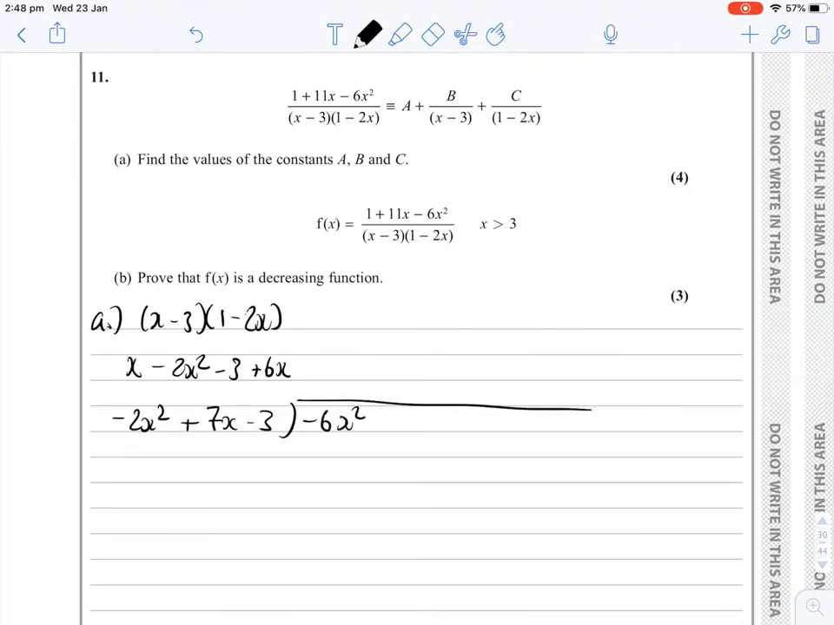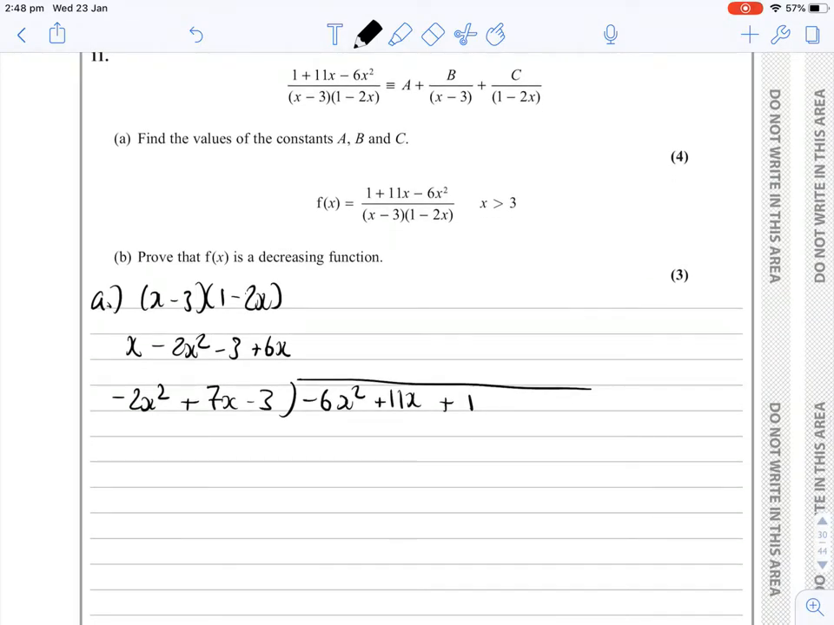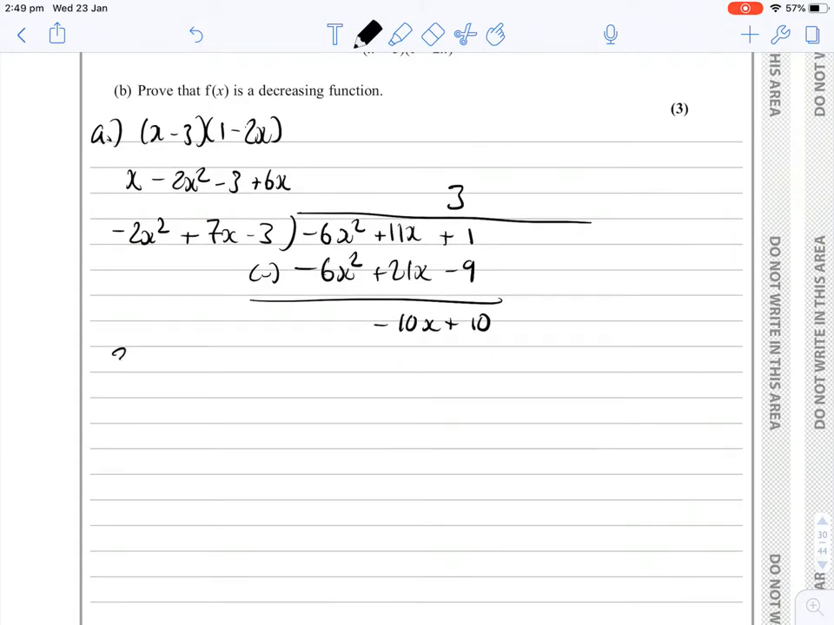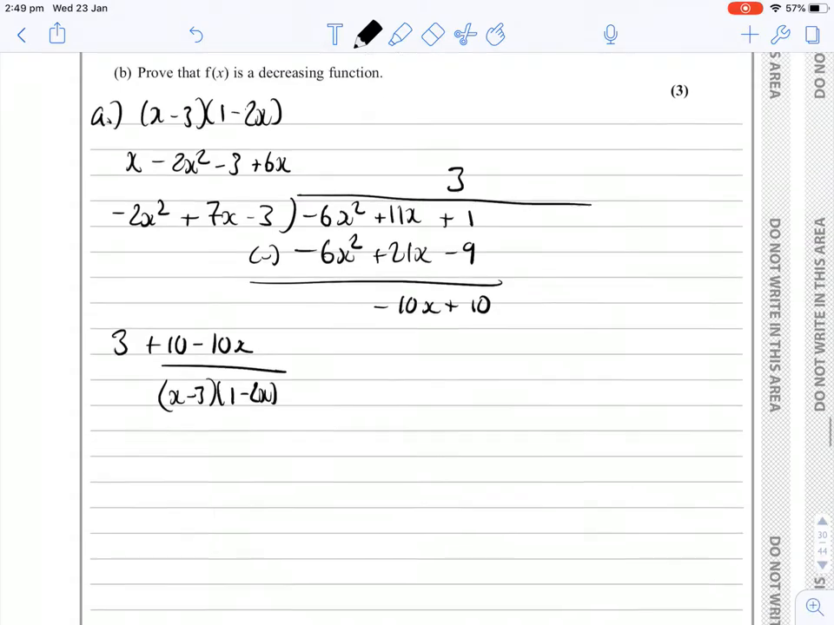minus 6x squared add 11x add 1. So minus 6x squared divided by minus 2x squared is going to be 3. And so multiplying that through, we get minus 6x squared. 3 lots of 7x is going to be 21x. And 3 lots of minus 3 is minus 9. So this is going to give us minus 10x plus 10. And so we've got 3 wholes. And then we've got add 10 minus 10x, which is still divided by x minus 3, 1 minus 2x.